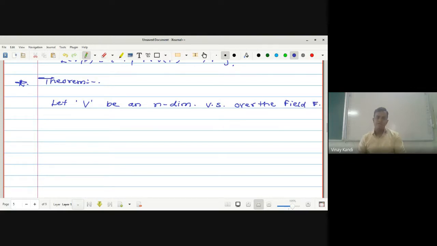Okay, n-dimensional or finite dimensional over the field F. V is the n-dimensional finite dimensional vector space over the field F.